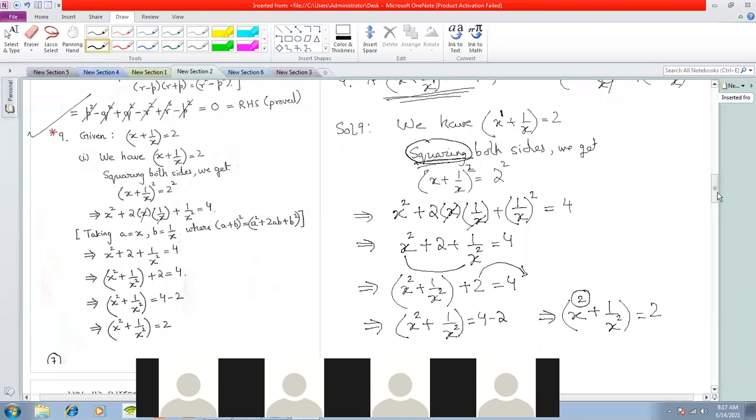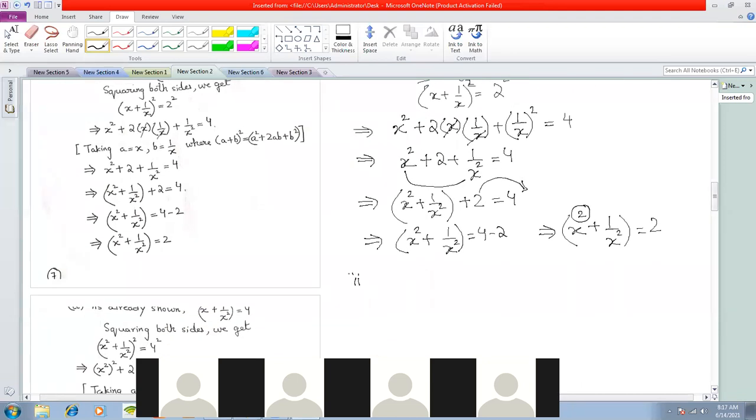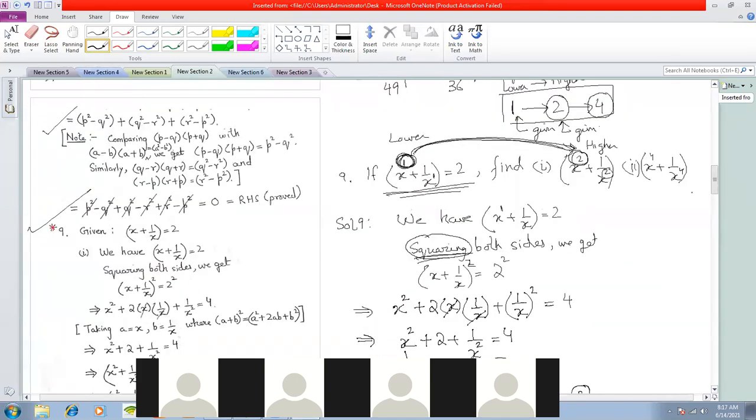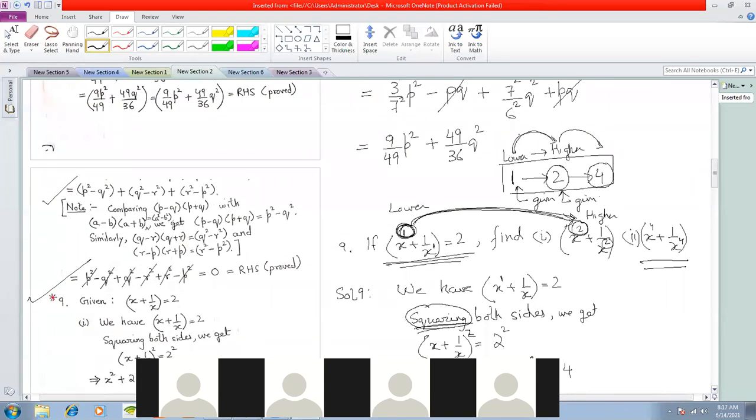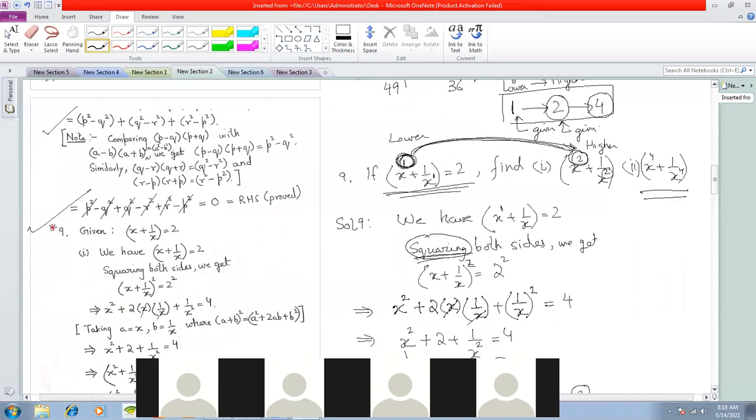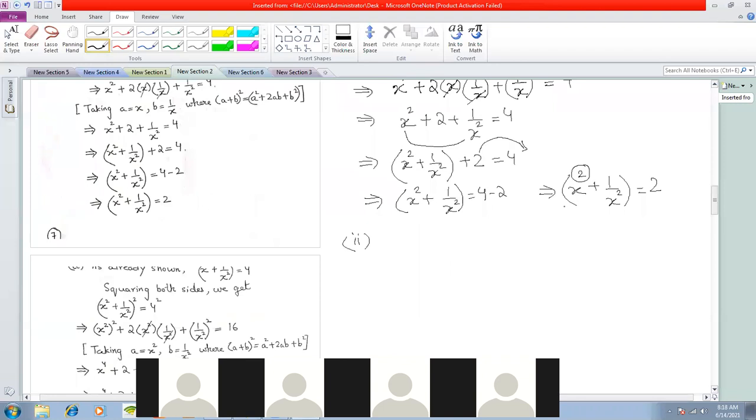Okay. The next part of this problem is you have to find out x to the power of 4 plus 1 by x to the power of 4. Now, as I told you, you can move from power 1 to power 2, lower to higher, or you can move from power 2 to power 4. Here the power of x is 4, so from power 2, you can move to power 4. So we start with what we have already found. We start with this: x square plus 1 by x square is equal to 2.